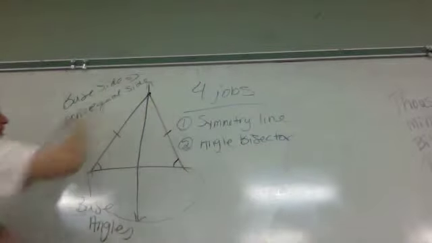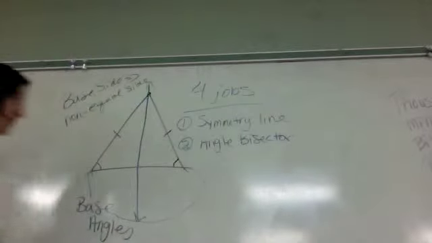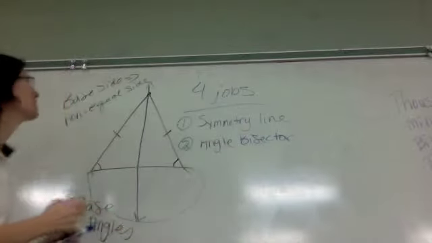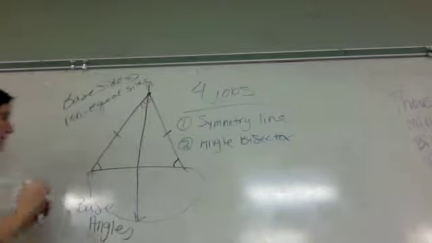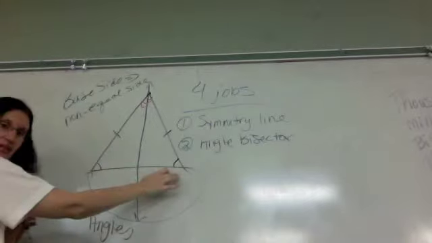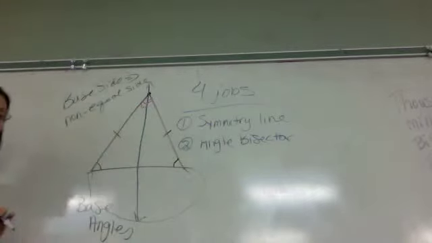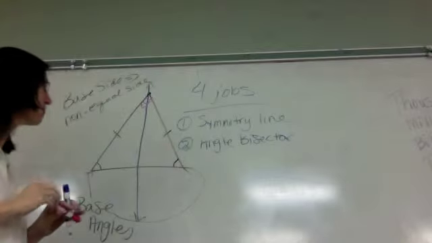because it is bisecting this top angle up here. That means that these two angles are equal. So I have a set of base angles that are equal, and now I have a set of angles up here that are equal because this line is also an angle bisector.